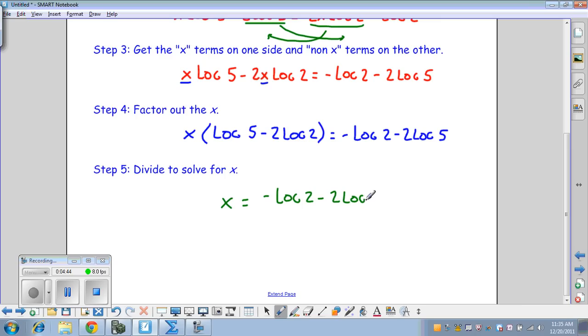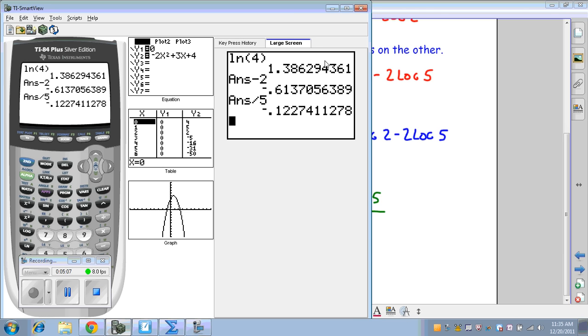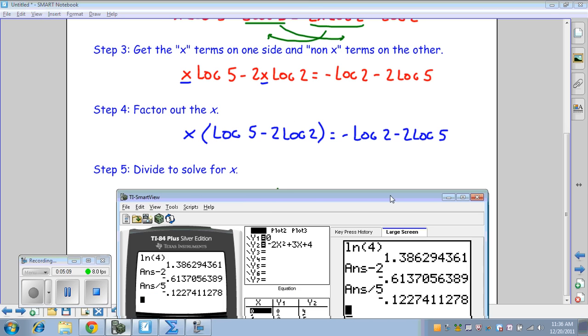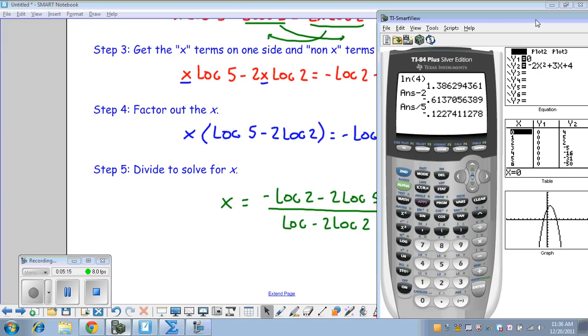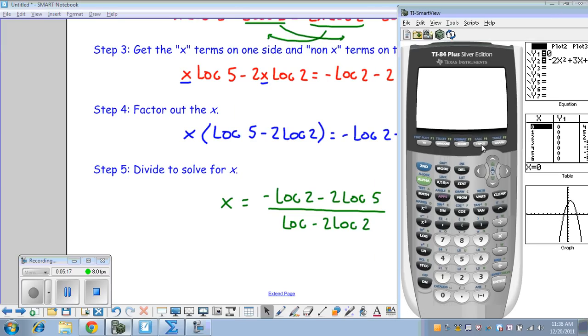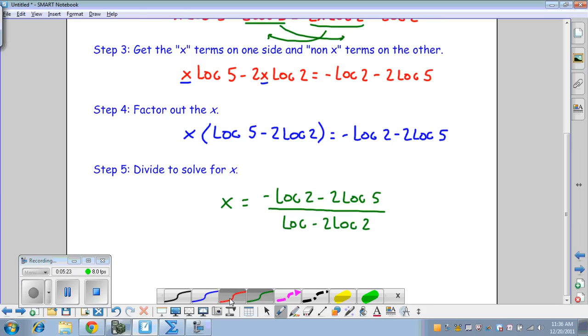Since the x and the log 5 minus 2 log 2 are being multiplied, I'm going to be able to divide both sides by that whole piece in order to get x by itself. So I'm going to end up with x equals negative log 2 minus 2 log 5, all over log 5 minus 2 log 2. Now it's going to be pretty ugly, as you can see here. I've got a pretty nasty looking fraction.